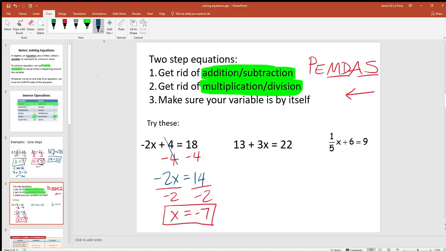All right, the middle problem here, we have 13 plus 3x equals 22. We want to get the x by itself. That's what we're going to solve for. So we want to get rid of the addition and subtraction part first. We have a positive 13 that's being added right here. So we're going to do the opposite, subtract 13 from both sides. That leaves us with 3x on the left, since, again, this cancels out. And on the right, we have 22 minus 13, which is going to leave us with 9.